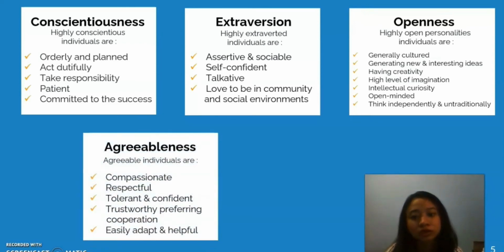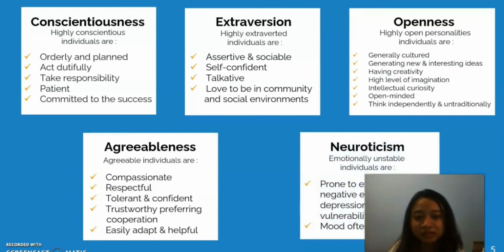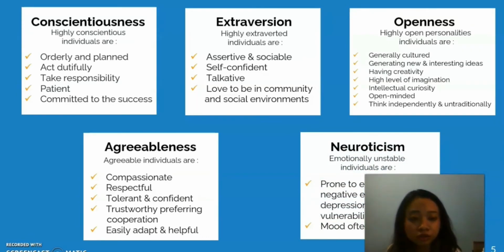Fourth, agreeableness. Agreeable individuals are compassionate, they are respectful and confident, they prefer cooperation rather than competition, and they adapt easily and they are helpful toward others. And last is neuroticism. An individual who scores higher on neuroticism is more likely to be emotionally unstable, and those people are prone to experience negative emotions and feelings such as anxiety and depression, and they're more vulnerable.